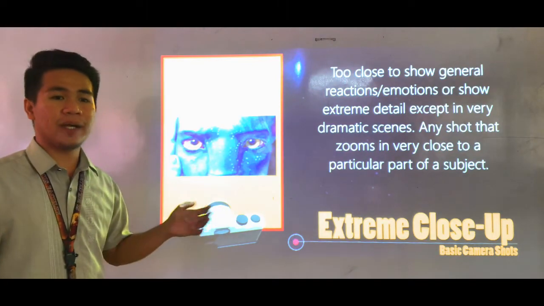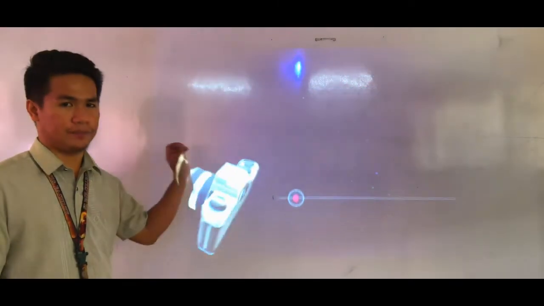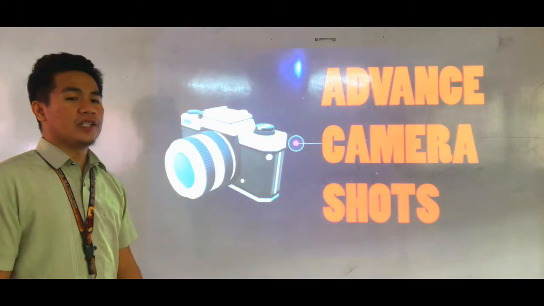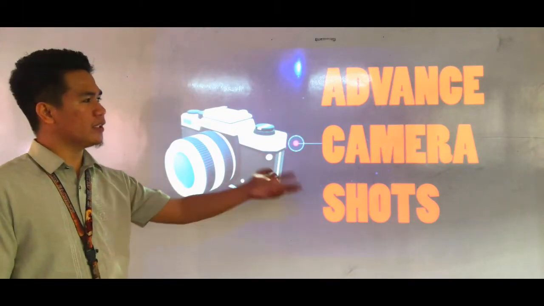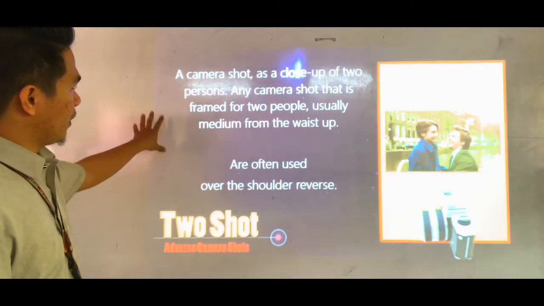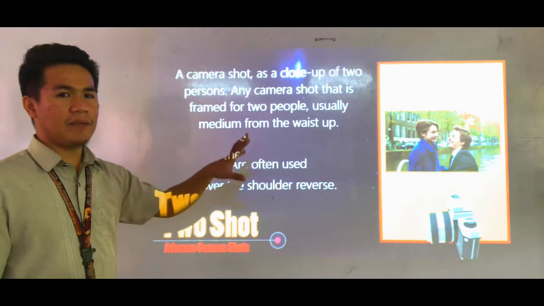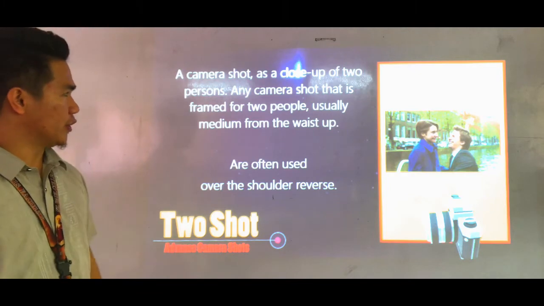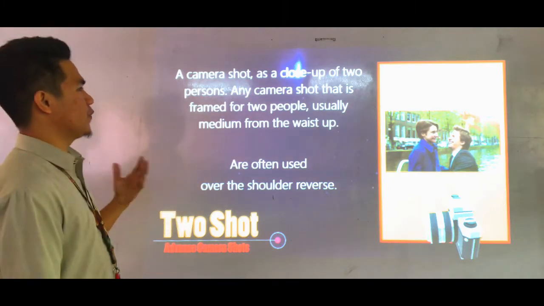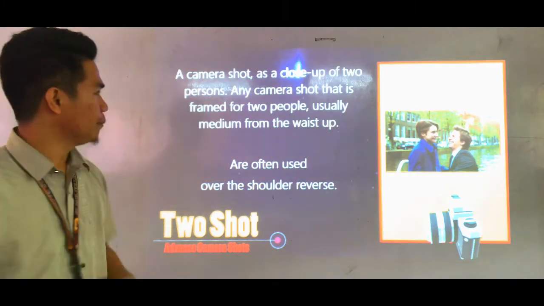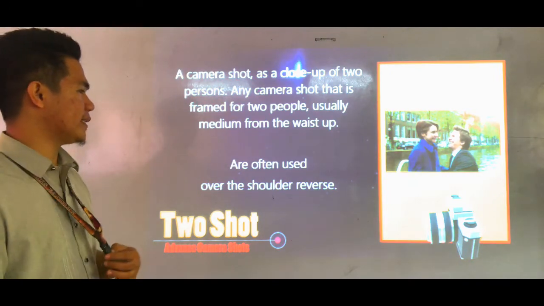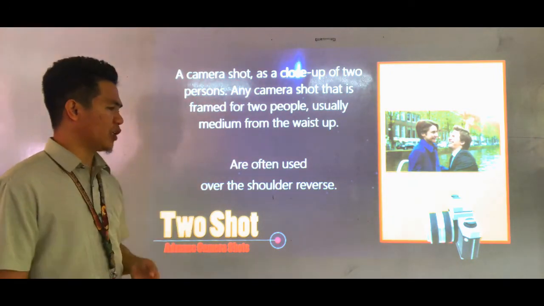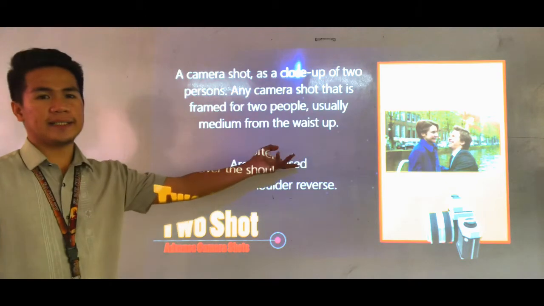Now, let's go to advanced camera shot. In the advanced camera shot, this one is a close-up of two persons. Any camera shot that is framed for two people, usually medium from the waist up, are often used over the shoulder reverse. So that is the example.